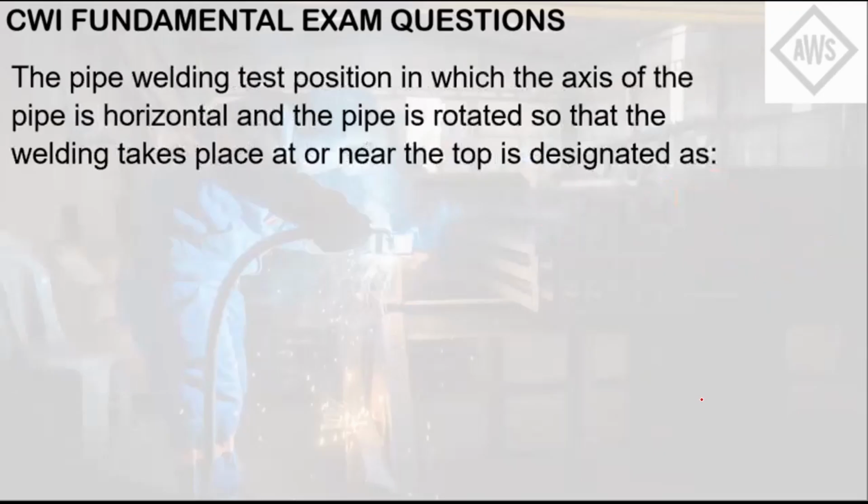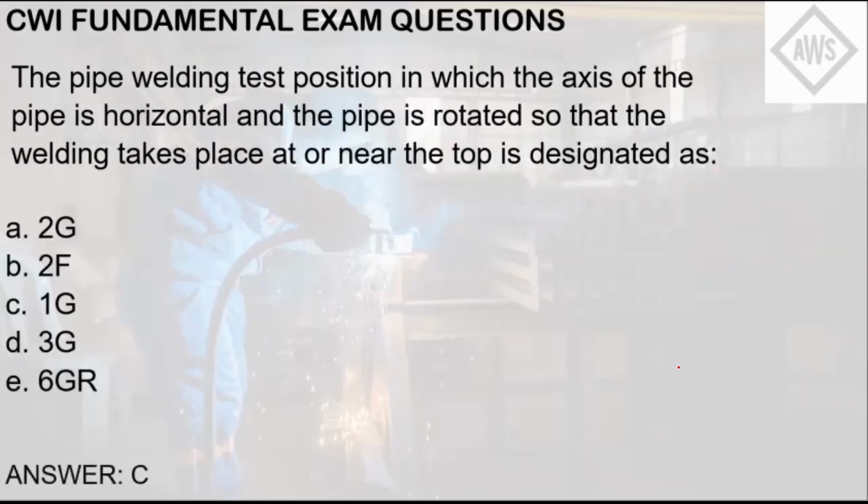The pipe welding test position in which the axis of the pipe is horizontal and the pipe is rotated so that the welding takes place at or near the top is designated as letter A 2G, letter B 2F, letter C 1G, letter D 3G, letter E 6GR. So the answer here is letter C 1G. If you're basically rotating the pipe so that you can weld that joint at or near the top, it's just 1G. So that's the answer there.